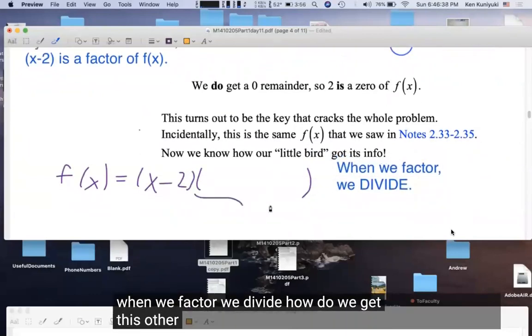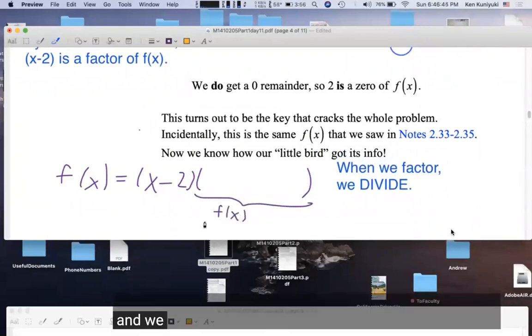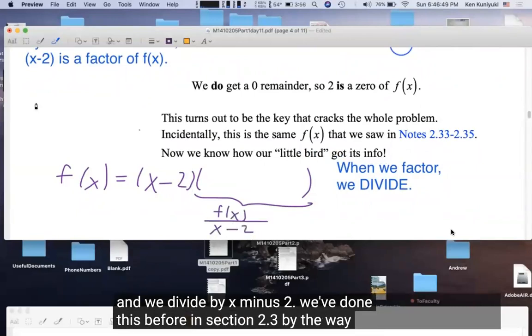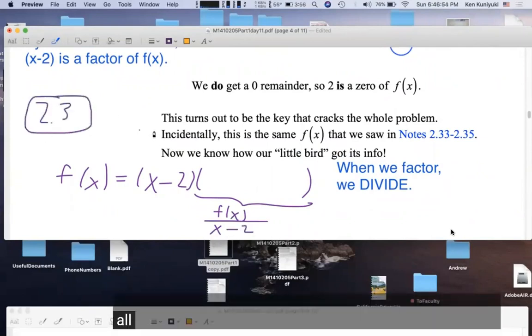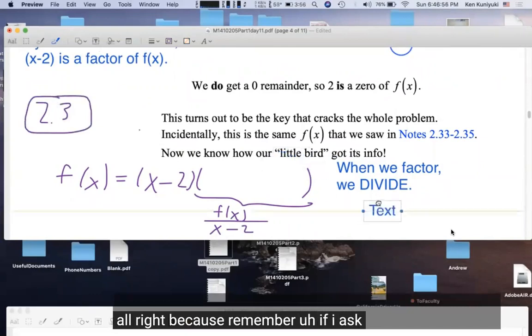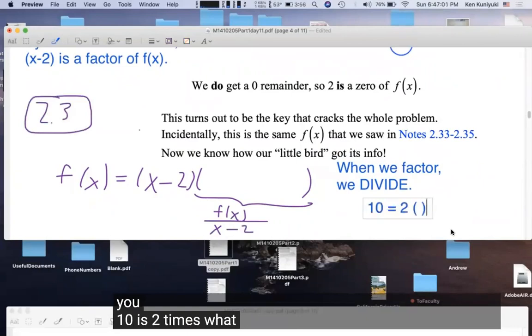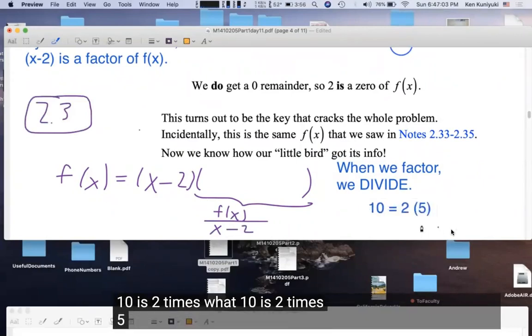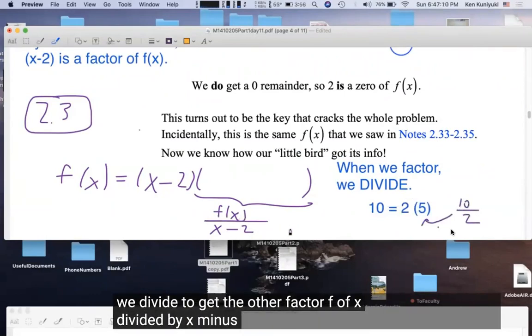How do we get this other factor over here? We take the f of x guy over there, and we divide by x minus 2. We've done this before in section 2.3, by the way. I'm reviewing. Because remember, if I ask you, 10 is 2 times what? 10 is 2 times 5. Because 5 is 10 divided by 2. We divide to get the other factor. F of x divided by x minus 2.